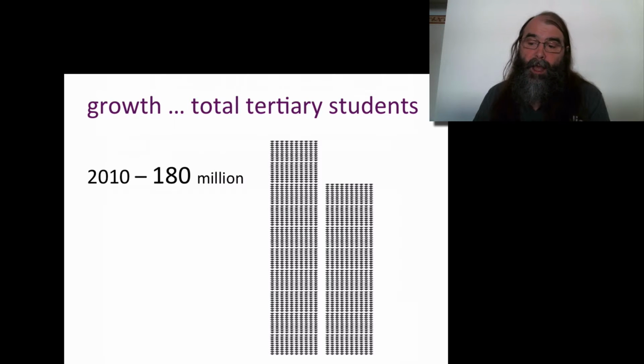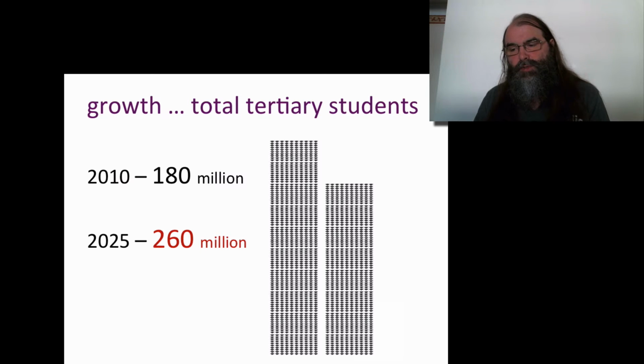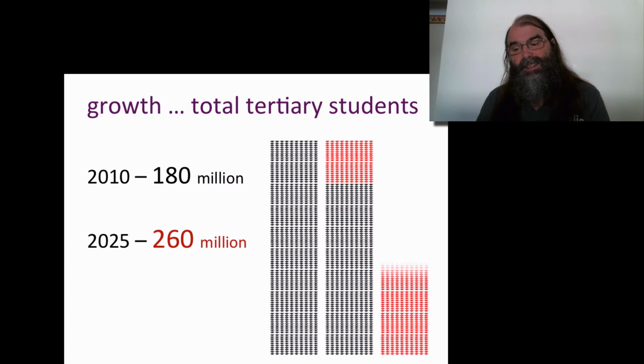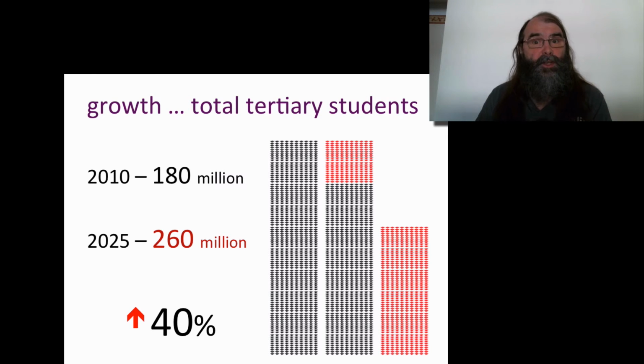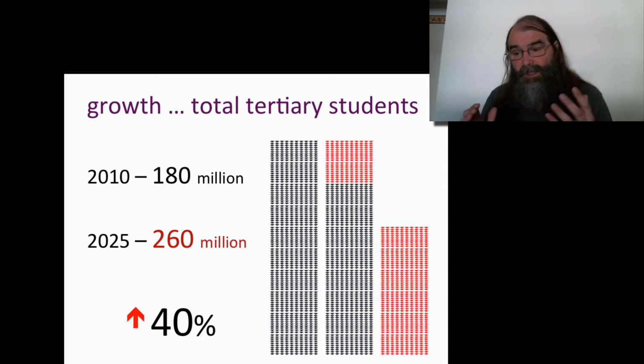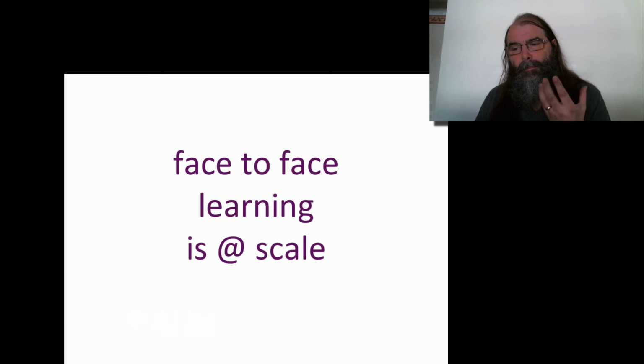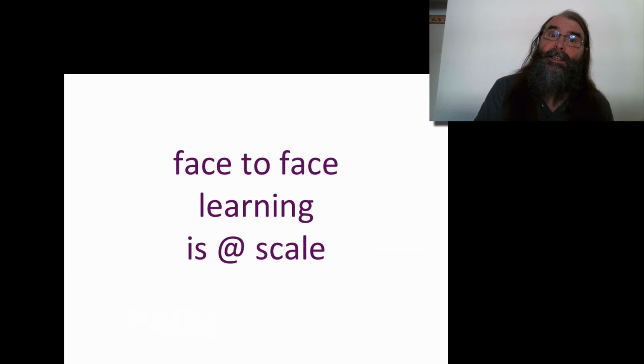Overall, globally, according to a report that was commissioned a few years ago in Australia, in 2010 there were 180 million tertiary students in the world. That's due to rise to 260 million by 2025. That's a 40% increase in 15 years. Huge numbers of students. This is scale by any measure. Face-to-face learning is learning at scale.